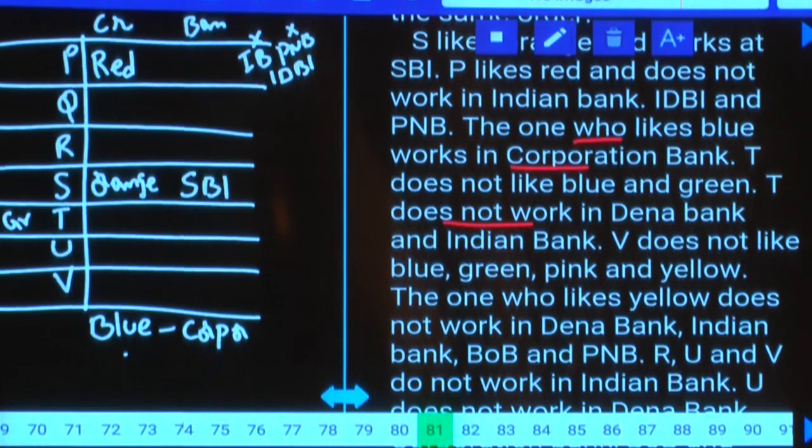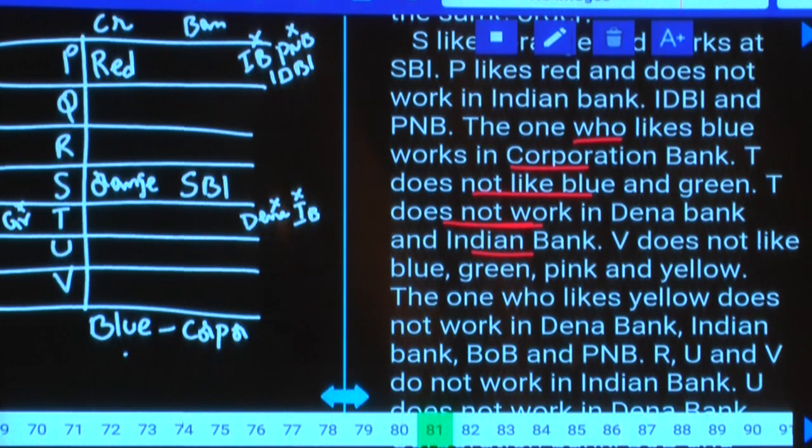Next one, T does not like blue and green, hence blue cross, and green also cross. And T does not work in Dena Bank and Indian Bank. Now T does not work in Dena Bank and Indian Bank. Hence these two were ruled out. Dena and Indian Bank were ruled out.